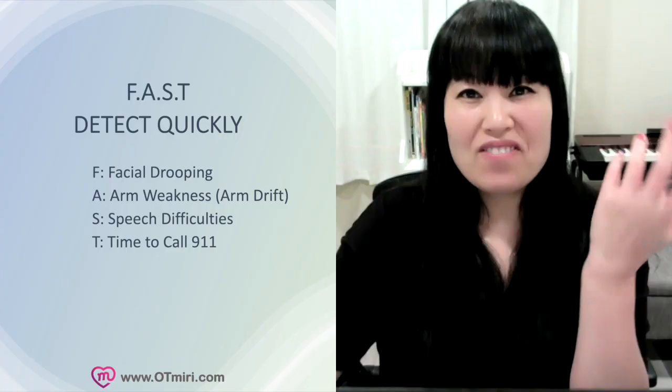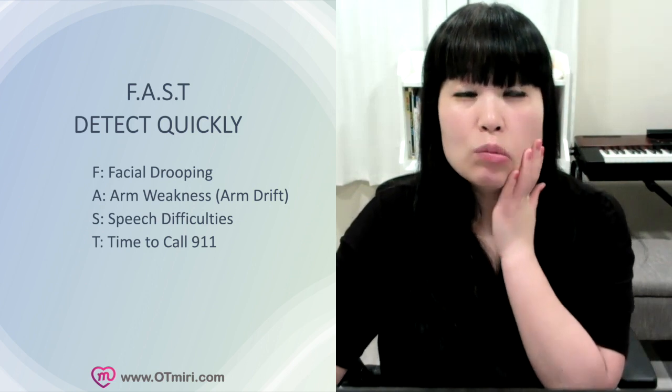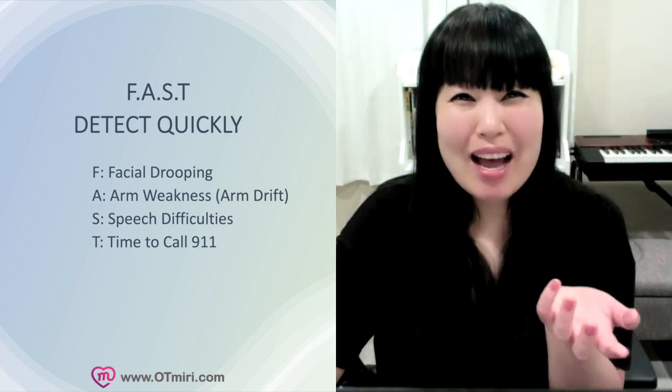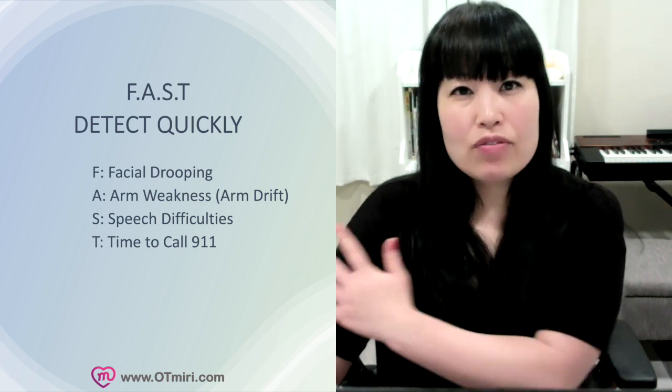Yeah, one of the best ways you can quickly detect symptoms of a stroke is by using the acronym FAST. F is for facial drooping. Does one side of the face droop or is it numb? Ask the person to smile. Is this person's smile uneven? Is it even? And A is for arm weakness.